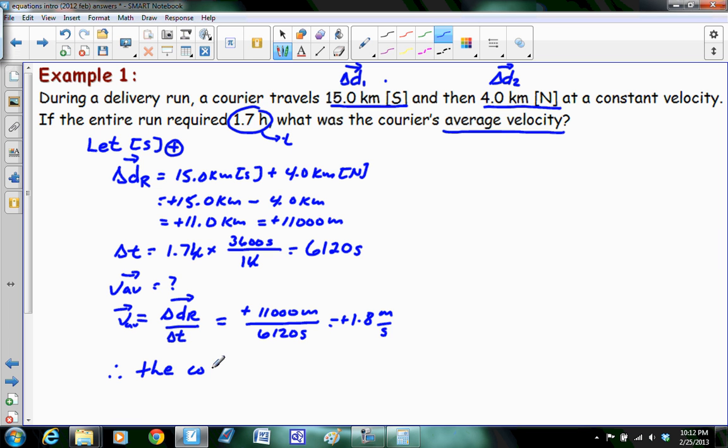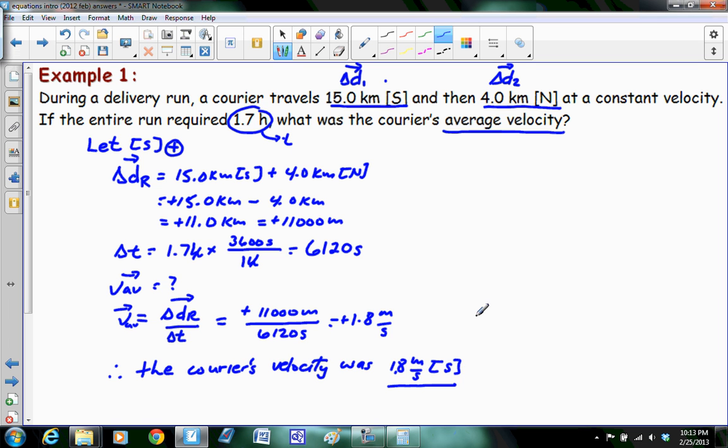the courier's velocity, and keep the statement nice and short, was, we have a positive, so it's 1.8 meters per second towards the south. And we're done.